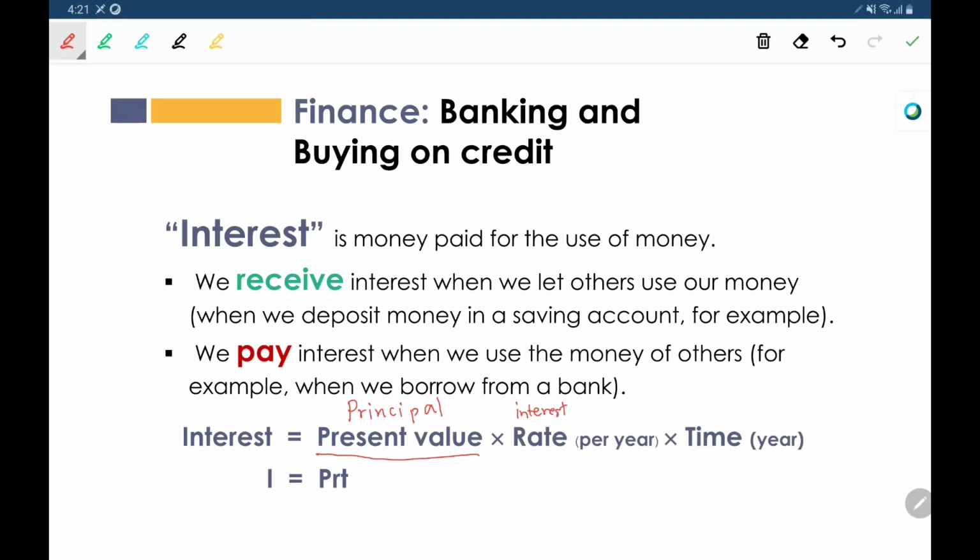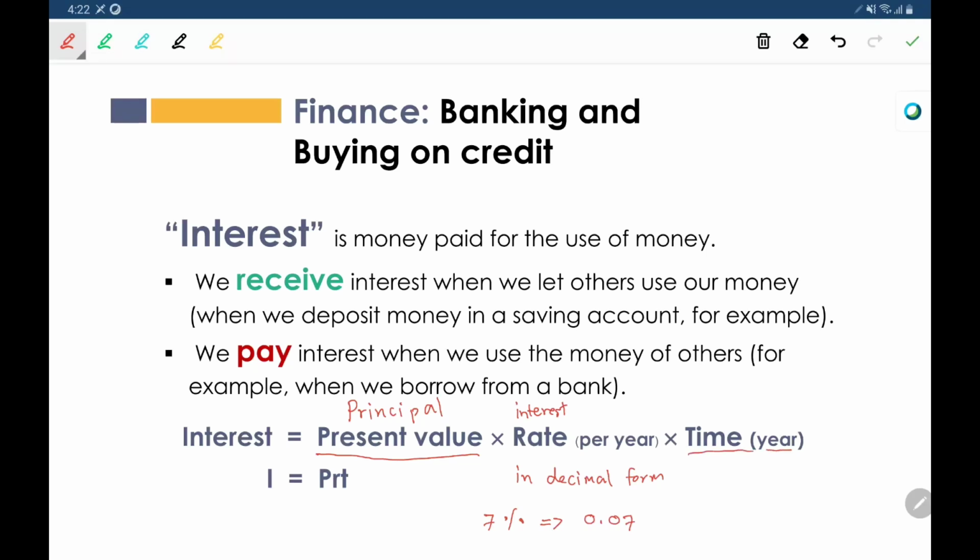Interest rate per year. And normally the interest rate is used in decimal form, such as when you have to pay 7% interest. You change the percentage to decimal form, and you get 0.07. And this amount of money depends on the time. You have to multiply by the time in years.